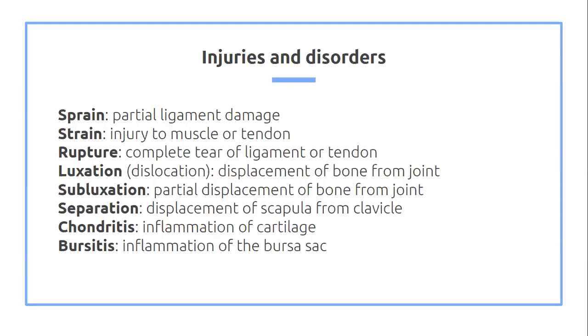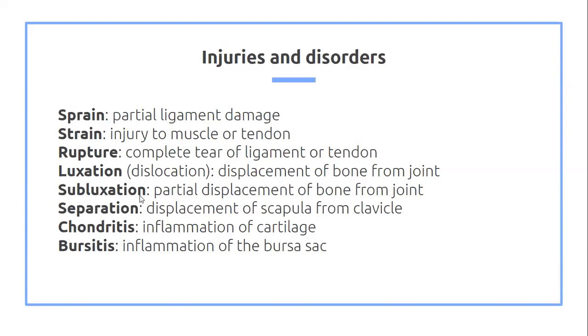Then we have a luxation, which is the same thing as dislocation. It's just the displacement of bone from a joint. So if your bone falls out of the joint, for example, if the ball of a ball and socket joint falls out of the socket, that's dislocation. It's pretty common. It's not actually super serious. Once you go to your doctor and they set it for you, which means they put your bone back into the joint, you're pretty much fine. It's not super serious, but it is very painful.